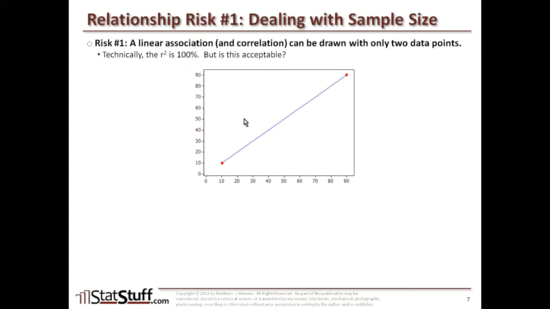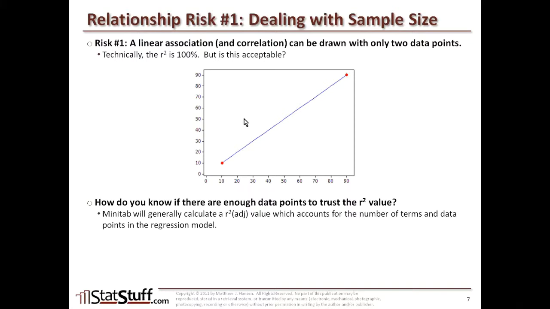But is this really acceptable to even have it like that? Well, obviously it wouldn't be. So at what point do you know if you have enough data points that you can trust your R squared value? Well, in Minitab, it will generally calculate for us an R squared adjusted value, and that will usually be one of the outputs that comes from these types of regression tests. So you look for the R squared adjusted value, which accounts for the number of terms and the data points in the regression model. So in this example, it might return technically an R squared of 100%, but the R squared adjusted will be far smaller because it's accounting for there only being 2 data points.